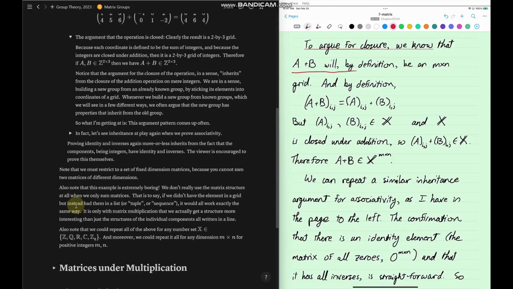To argue for closure, we know that A plus B will, by definition, be an m by n grid, and by definition of coordinate-wise addition, the ij coordinate of the sum A plus B is the ij coordinate of A plus the ij coordinate of B. But those are, by our earlier assumption, elements of this number set, double struck X, and X is closed under addition, so their sum is in X. Since that is true at every coordinate, that is exactly the condition we need to know that A plus B is an m by n matrix with coordinates in X.